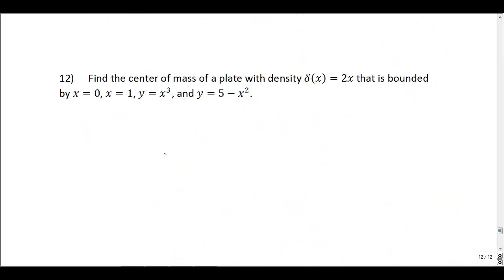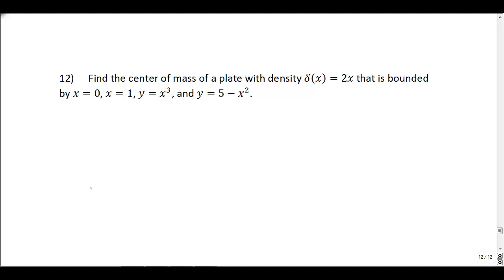Okay, so last problem here. We're going to find the center of mass of a plate with density delta x. Now, instead of just a constant density, the density is 2x. It's a function of x that is bounded by x equals 0, x equals 1, y equals x cubed, and y equals 5 minus x squared. So if you notice, these are the exact same bounds as the previous problem.